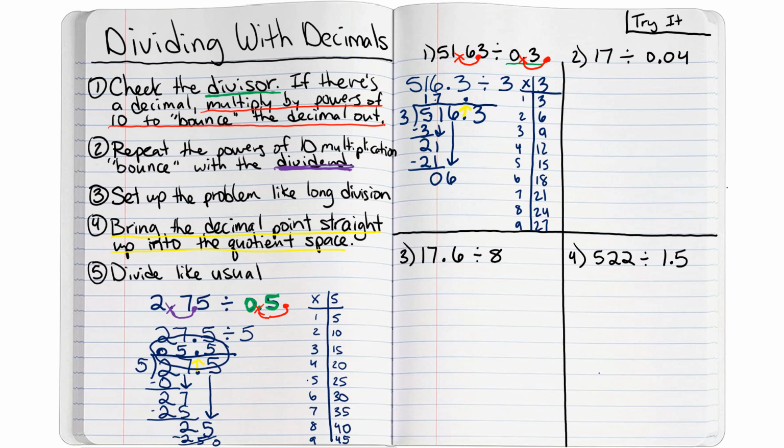Now I'm working with 6. 6 divided by 3 is 2. 2 times 3 is 6. Subtract. That gives me 0. And bring down my next digit. And now I'm working with 3. 3 divided by 3 is 1. 1 times 3 is 3. 3 minus 3 is 0. So I get a final answer of 172 and 1 tenth.